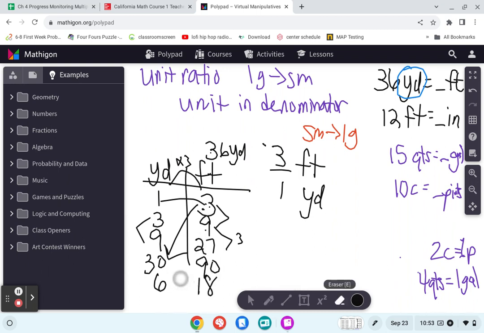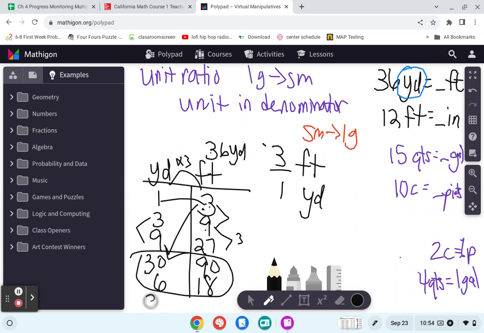Now, I don't need that there because I've already labeled it at the top. Now, if that's true, and I want to know how much 36 yards would be, I've already done the work here. 30 plus 6 is 36. So all I have to do is add 90 plus 18, and that'll give me 108. So I know that 36 yards is the same as having 108 feet.